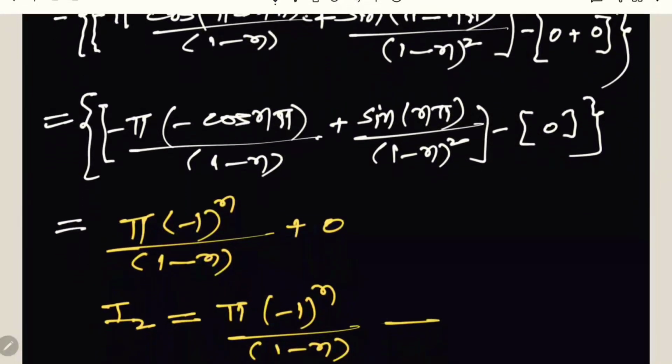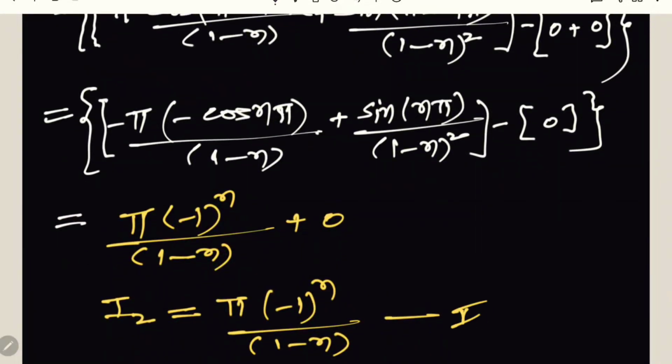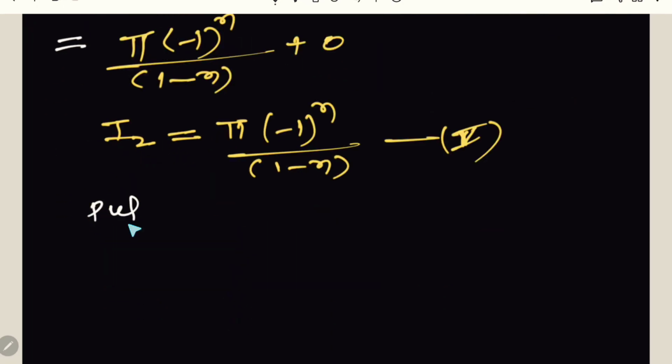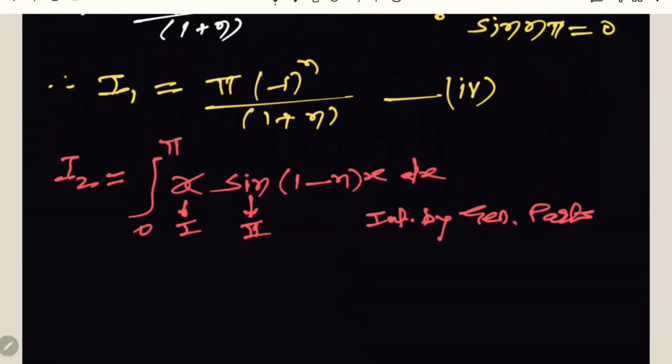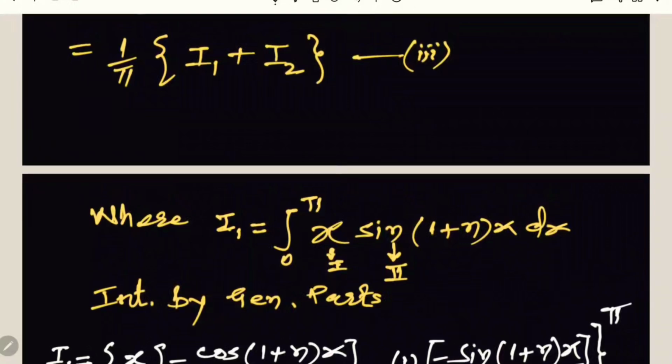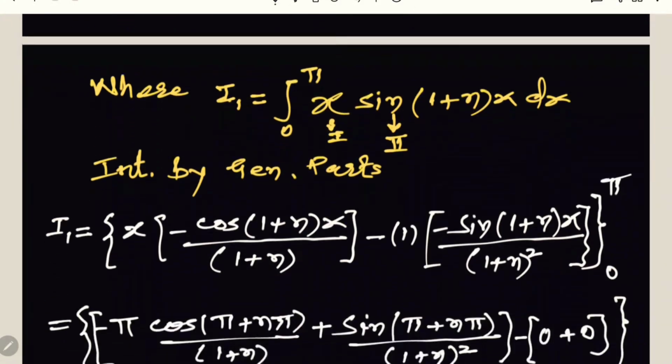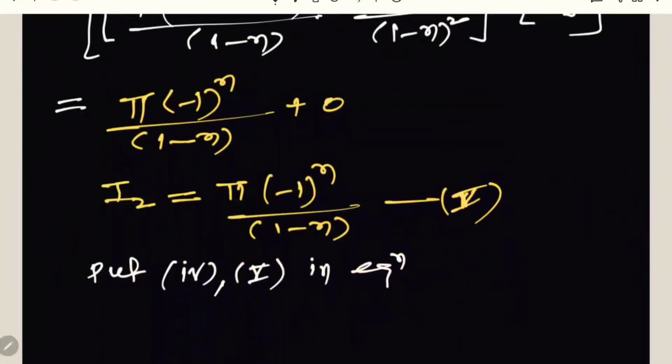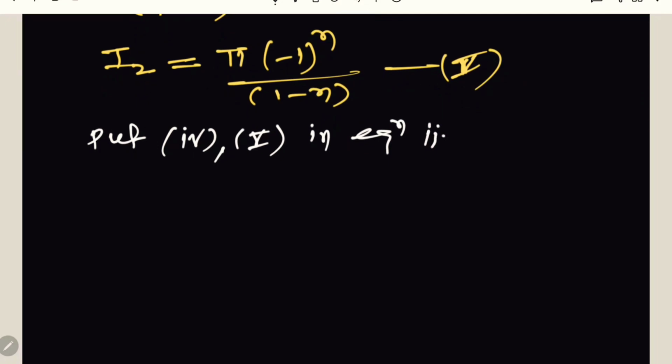Yes, it is equation number 5. And then substituting the values of equations 4 and 5 in equation 3. Put equation 4 and equation 5 in 3, means using the values of 4 and 5 in equation 3. That equation 3 is an equals to 1 by pi as it is.